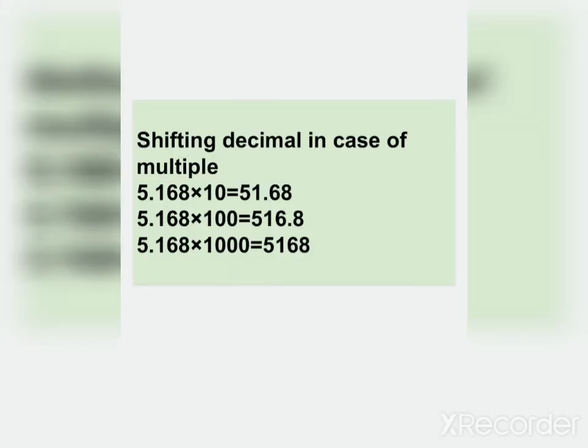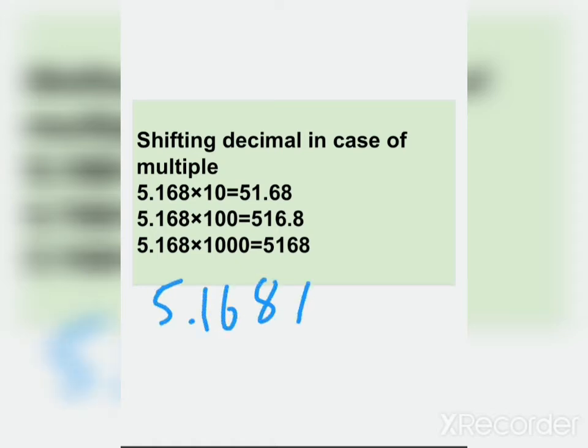Now just see shifting the decimal in case of multiplication. There is a very easy way of multiplying and dividing these decimal numbers by powers of 10. So let's see, if we have to multiply 5.168 by 10, how will you do it? First, you can do it by the long multiplication method, and yes, there's also a short trick. How can you use that?